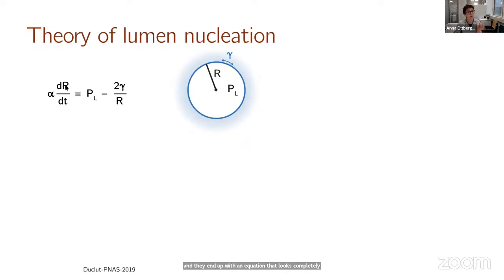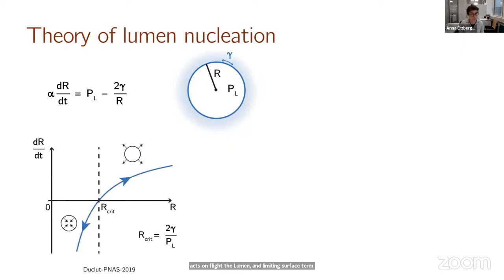So we have this dynamical equation for the radius of the lumen, where we have a bulk term that acts to inflate the lumen and a limiting surface term here that scales inversely with the radius. And we can immediately from this equation get out the critical radius below which lumina which are smaller are expected to shrink and disappear. Lumina which are larger are then expected to inflate and grow over time.